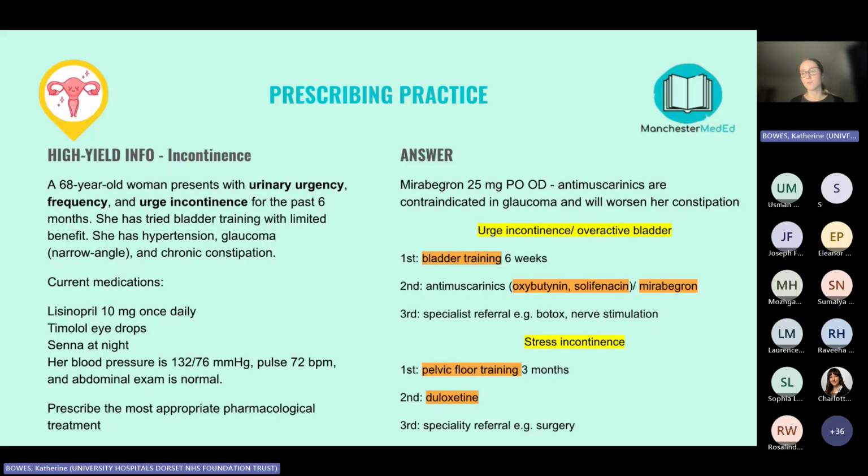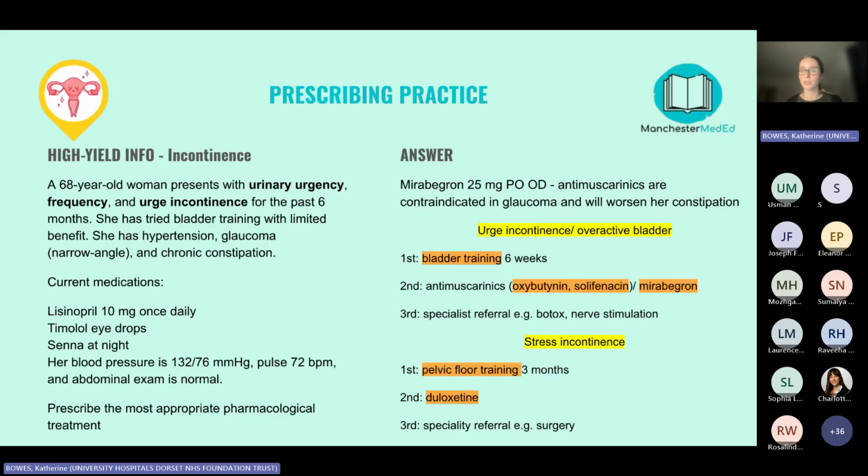But just for the sake of the PSA and getting confident with this, we're going to think of the two main types. Now, with urge incontinence, the first line therapy is bladder training, and that's for 6 weeks. But it says in the question stem that she's already tried bladder training and it's had limited benefit. So we're going to move on to second line. Now we've got antimuscarinics, so oxybutynin's one of them. We've also got mirabegron here, which is what I've prescribed.